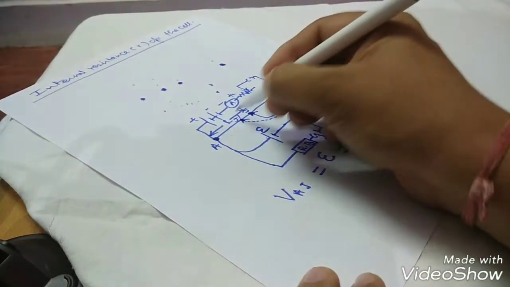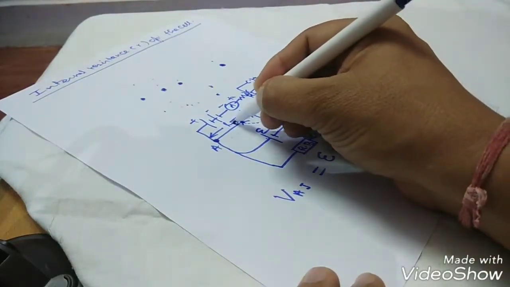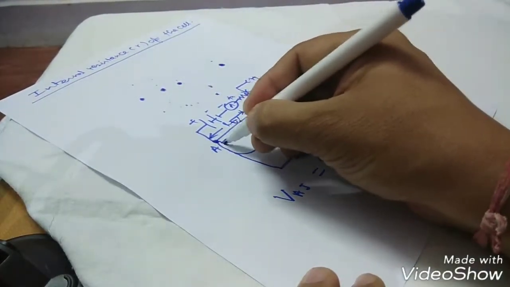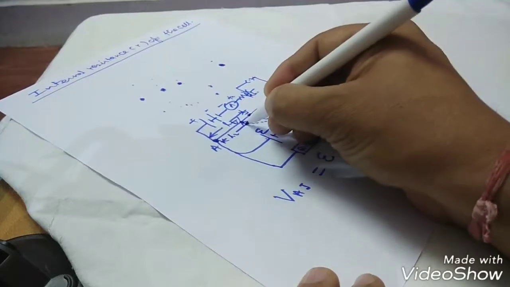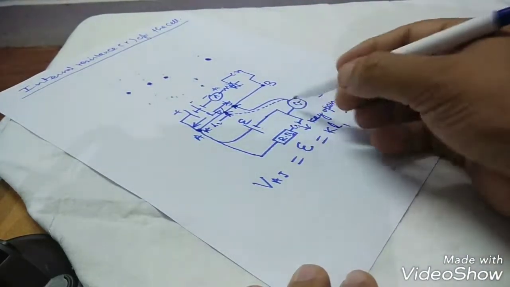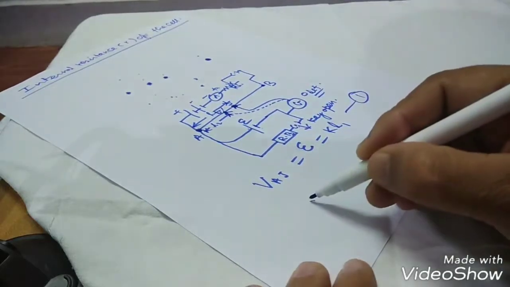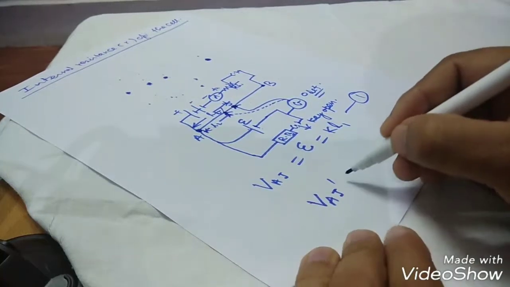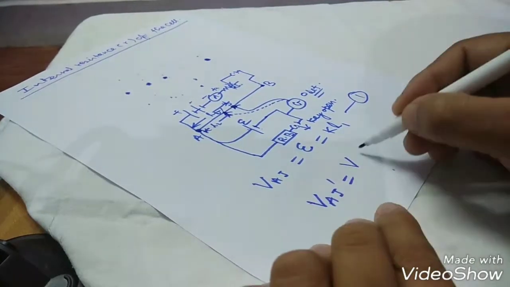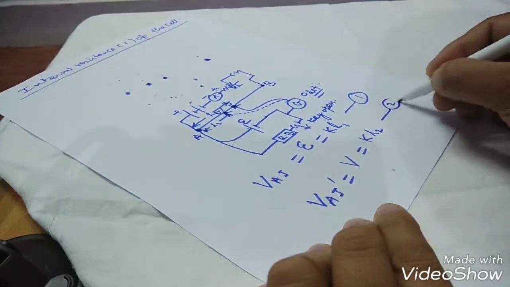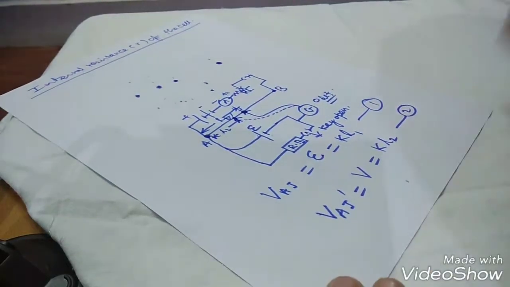And this length we have taken as L. Let it be L1 in first case. So it will be KL1. And in second case, we make it L2. So now, potential drop VAJ dash, suppose it is V, is equal to KL2. This is equation 2. Is it clear?